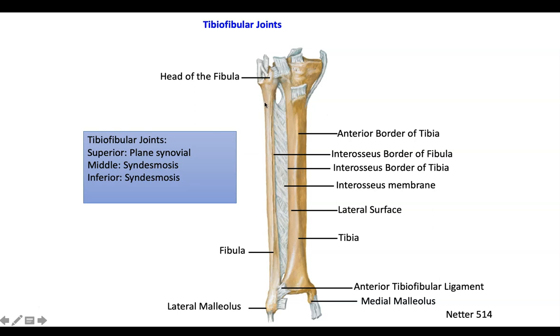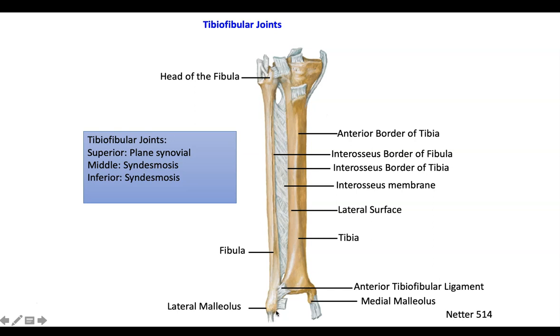The fibula is the lateral bone of the leg. It has the head, neck, shaft, and the distal end. The distal end of the fibula forms another bony prominence, which is the lateral malleolus. The lateral malleolus is more prominent than the medial malleolus, and also extends more inferiorly than the medial malleolus.